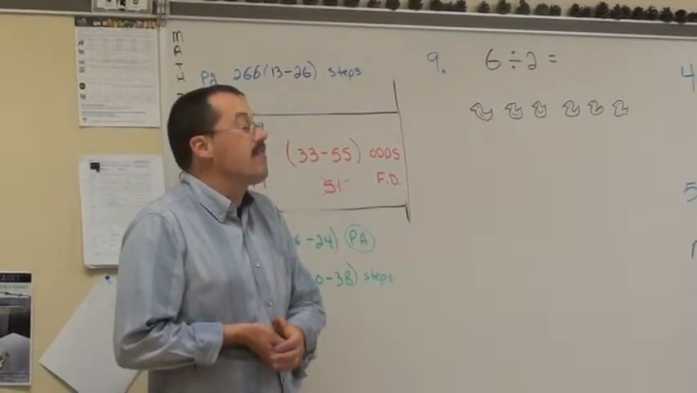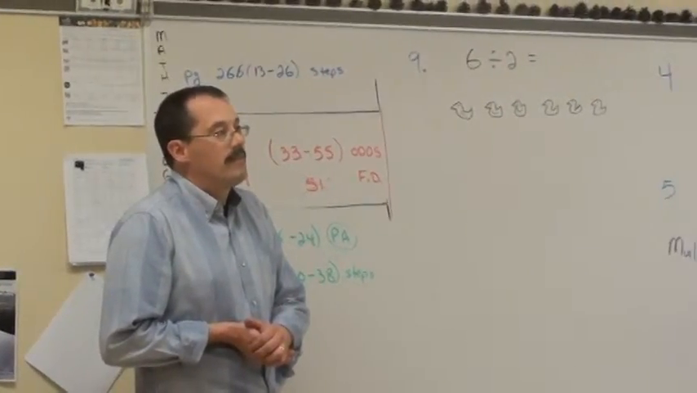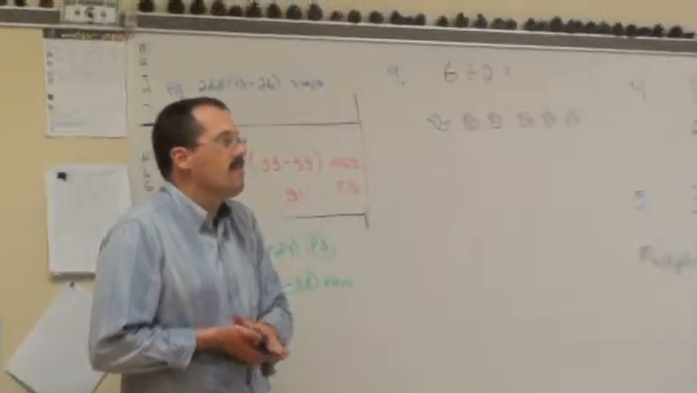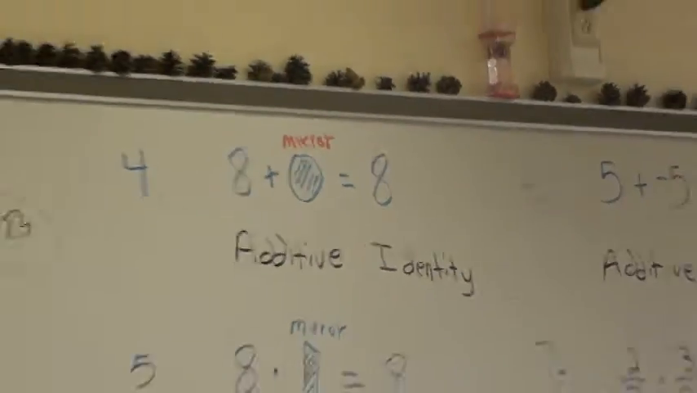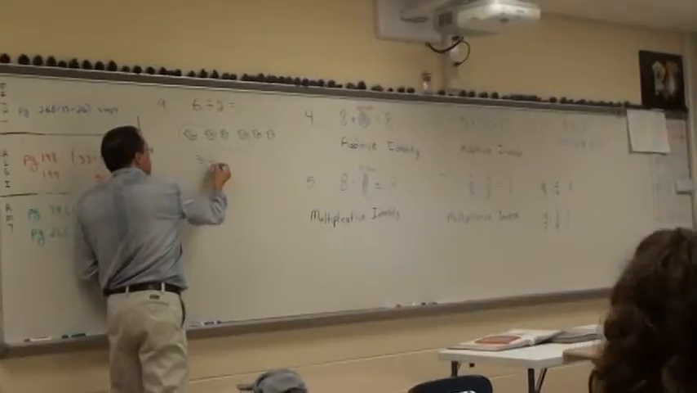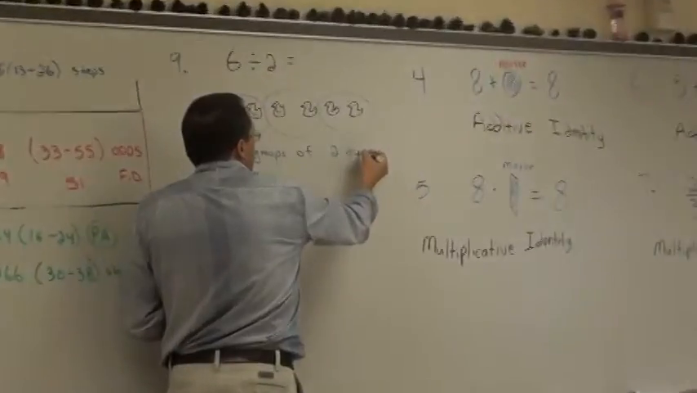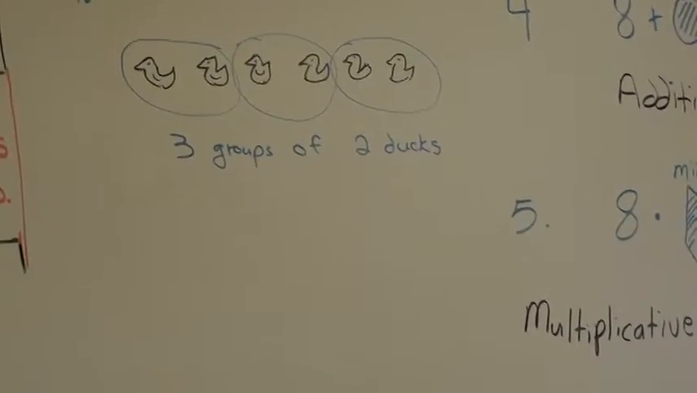Hey Chuck, what is 6 divided by 2? If I have 6 ducks and I divide it by 2, what am I doing? Cut them in half? No. You break them into groups. Groups of 2, okay. You got 2 ducks in there. So what is the answer? 3. 3 groups of 2 ducks. That's each, right? In each group.